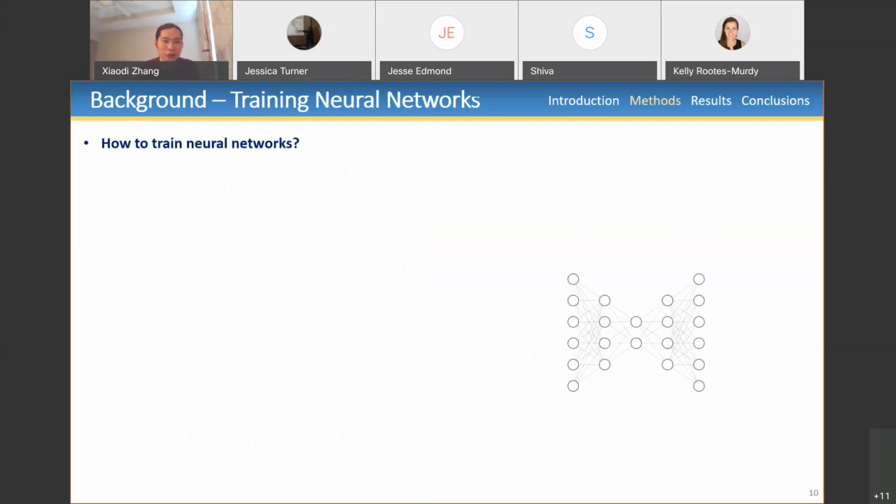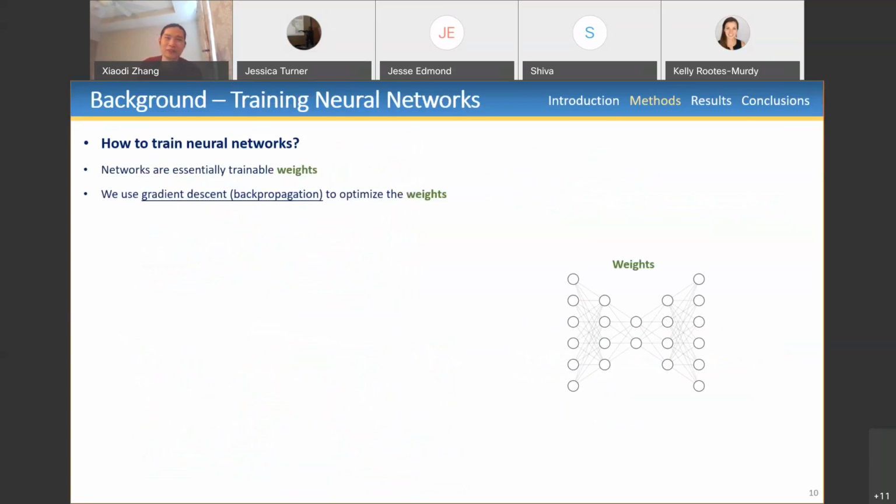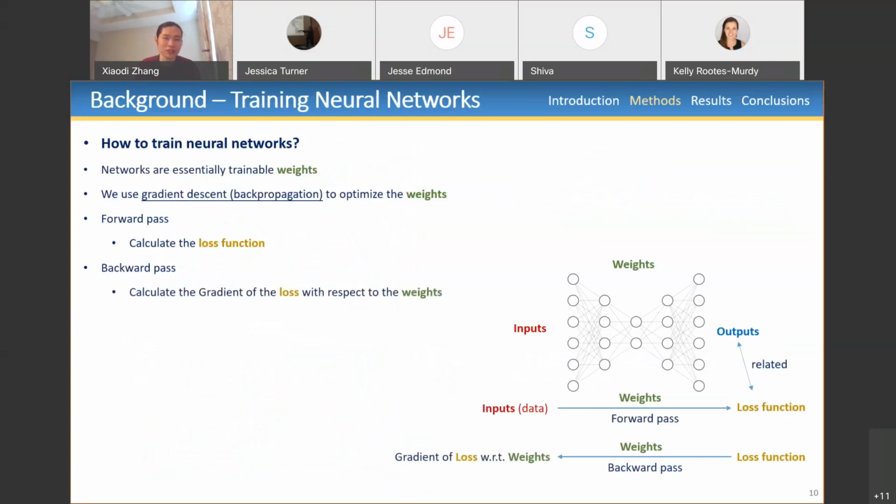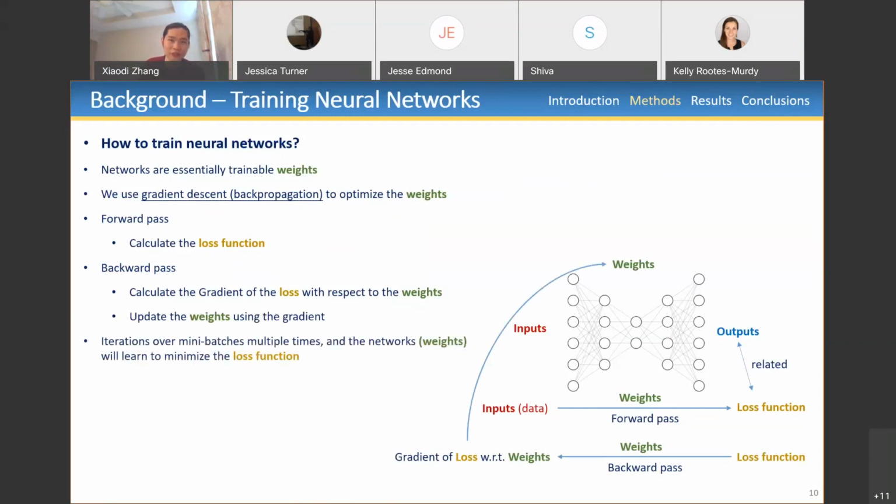So just a little bit more explaining, neural networks are essentially a bunch of trainable weights, right? And when you train a neural network, you use gradient descent or backpropagation, which has two steps. In the first step, the forward pass, you calculate the loss function. And then in the backward pass, you use the loss function to calculate the gradient of the loss with respect to the weights, so that you can use this gradient to update your weights, and you can repeat this multiple times, and it will gradually converge.